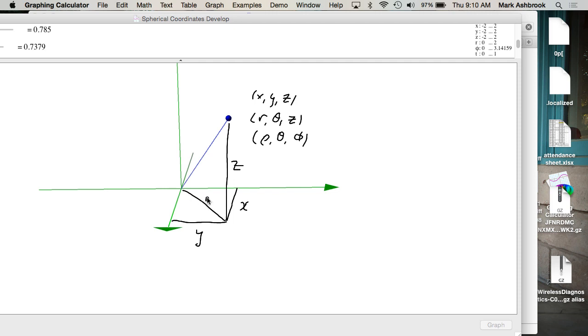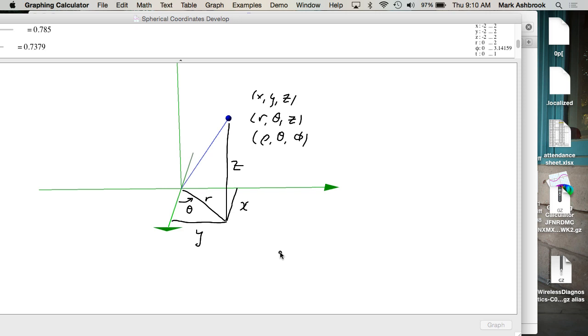And what about theta? Theta is the same angle, swept counterclockwise from the positive x-axis. There's theta. So that's like a horizontal sweeping, right? Horizontal sweeping, parallel to the xy plane.